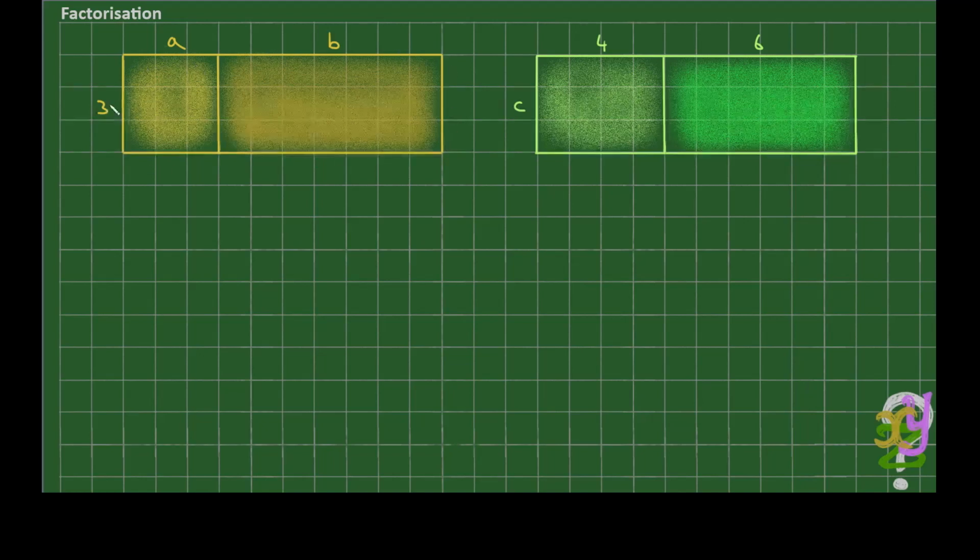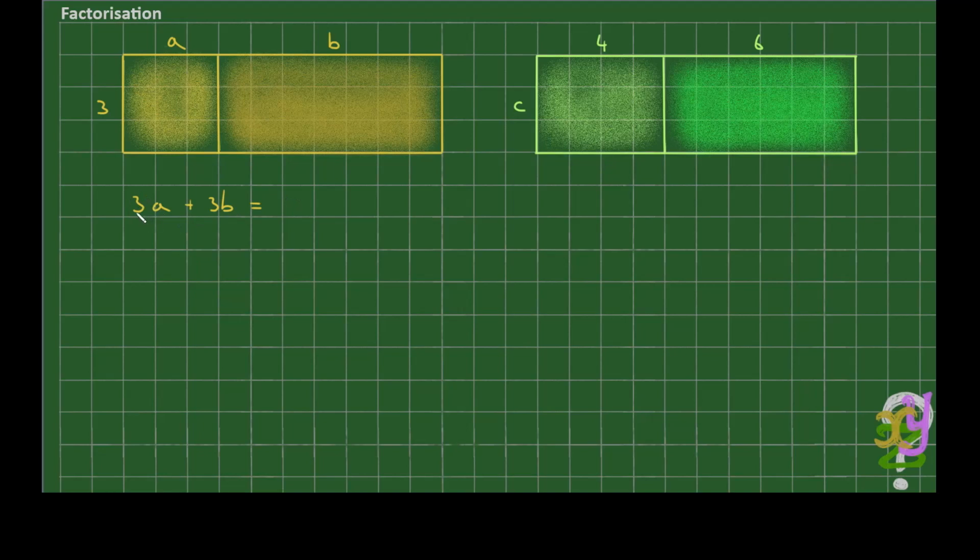Well, the smaller one is 3 wide and a long, so I could say 3 multiplied by a, which is 3a. Plus the longer one, which is also 3 wide and b long, which is 3b. Now, these are two unlike terms, so I cannot add them. However, I can factorize. In other words, I'm looking for things that these two terms have in common.